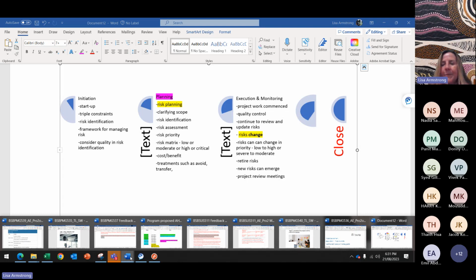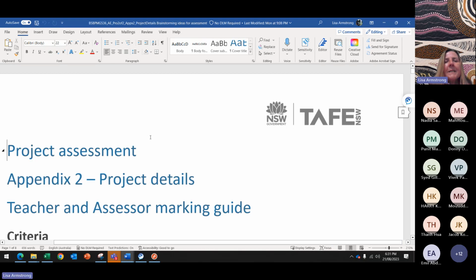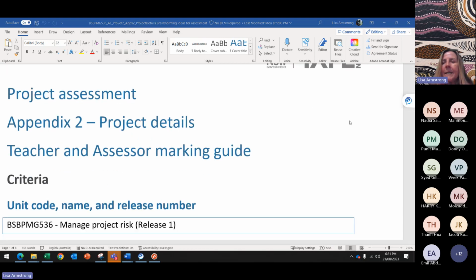Let's think about what have we got here. Is this our brainstorming document? Yes, this is the one in our Teams room.